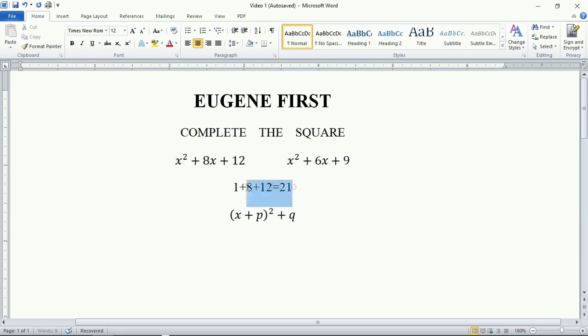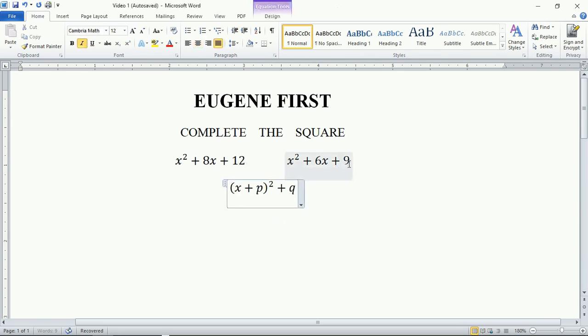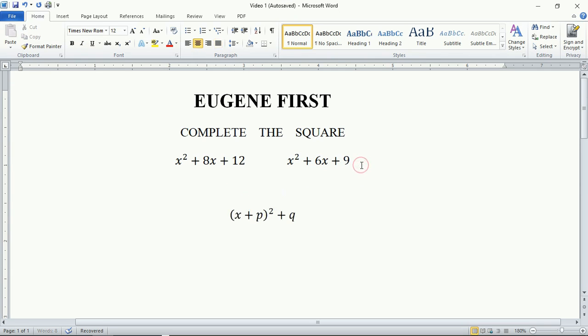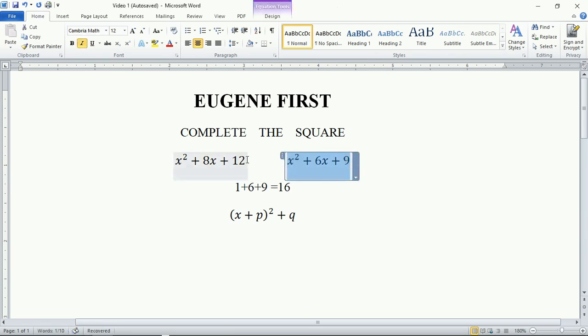But if we do the same thing with this one, let's see if it's a square number. We put a 1 here, so we say 1 plus 6 plus 9, we get 16, which is a square number. So this one is a perfect square, but this one is not a perfect square. With this one, we'll end up with a square, but with this one, the constant will be a 0.